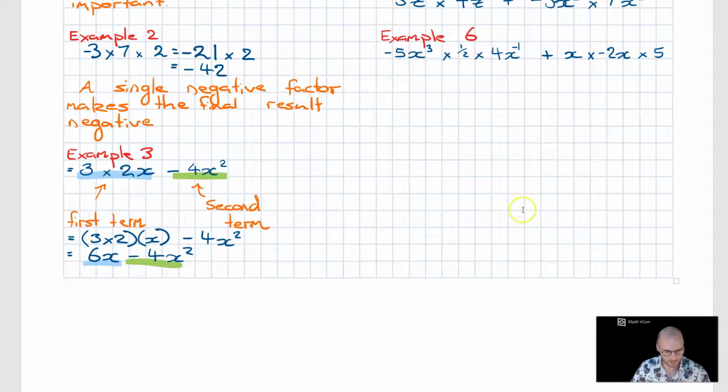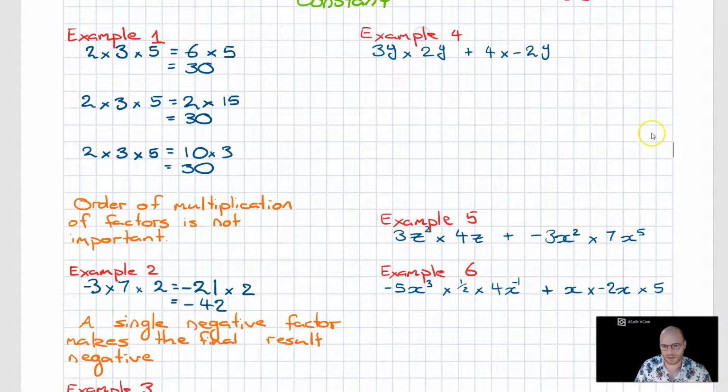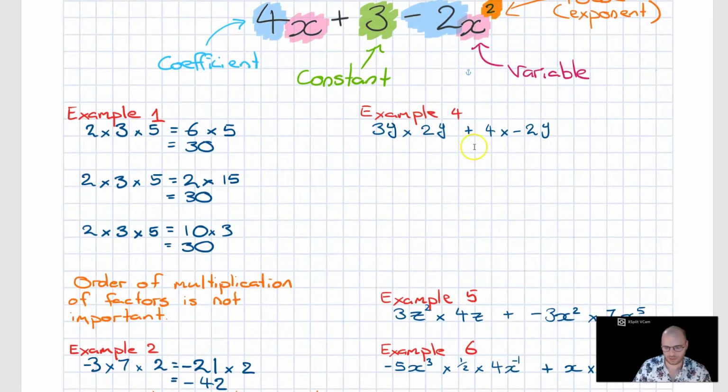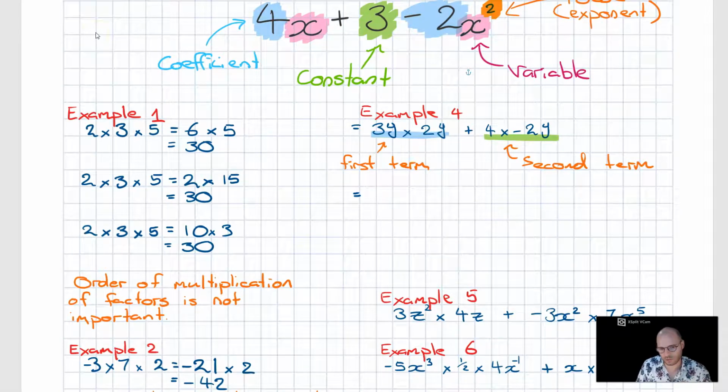Alright, cool. We have 3y times 2y plus 4 times negative 2y. So once again, what we've got are two factors, or two terms. So what we're going to do is multiply the coefficients of the factors together, and then we have to multiply the variables together. So we're going to grab the 3 and the 2, and we'll group those together. Then we'll go second brackets and we'll go the y, and we're going to multiply these two y's together. That's for our first term.